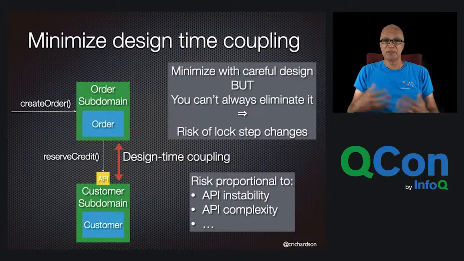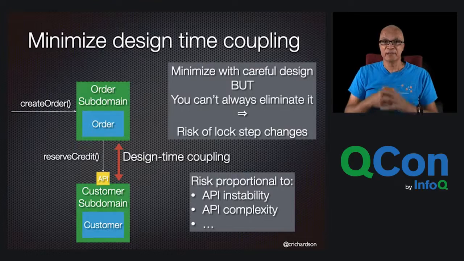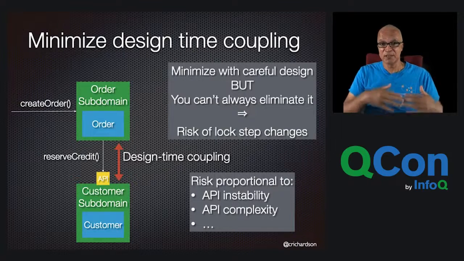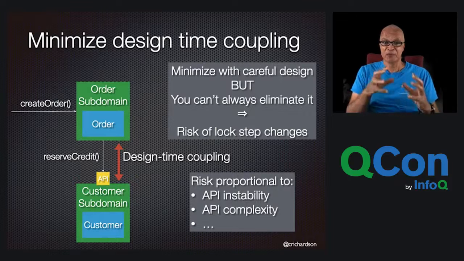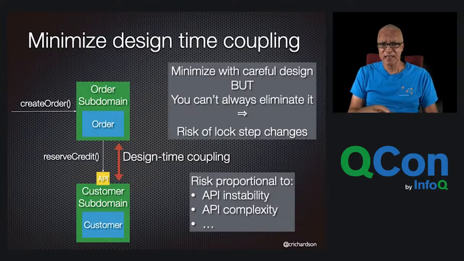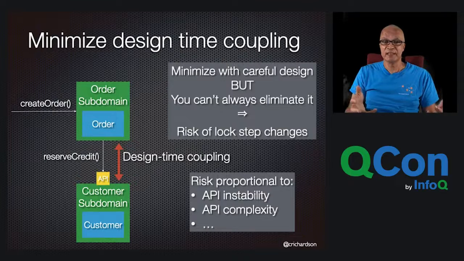The fifth dark matter force is minimize design time coupling. The other aspect of loose coupling is loose design time coupling. Tight design time coupling is when changes to one service regularly require another service to change in lockstep. Frequent lockstep changes are a serious architectural smell because they impact productivity, especially when those services are owned by different teams. Some degree of coupling is inevitable when one service is a client of another. The goal should be to minimize design time coupling by ensuring that each service has a stable API that encapsulates its implementation. However, you cannot always eliminate design time coupling.